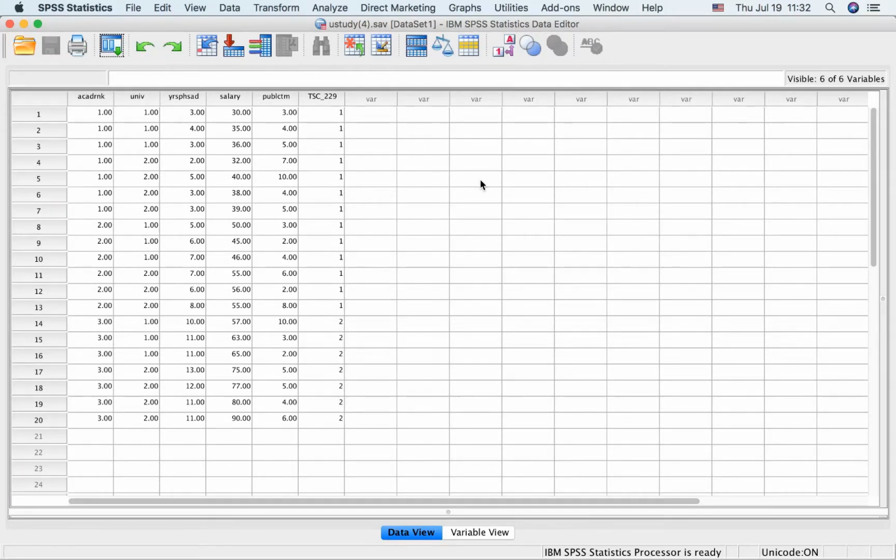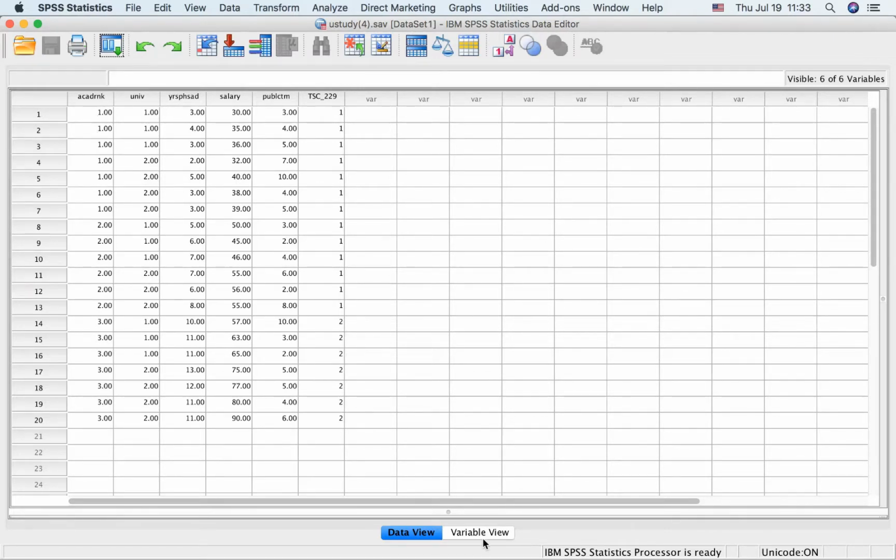So we are now looking at a data set that is just a sample data set with 20 participants. And this is the data set for professors and their income. So we can see the first column says academic ranking. So we have 1, 2, and 3.